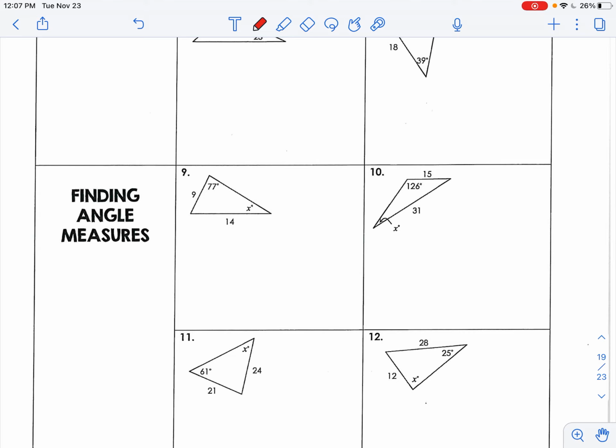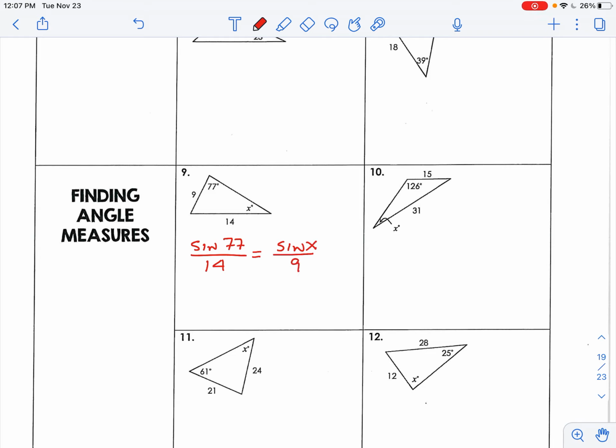So what's going to happen here is I do have an angle and the opposite side. So what I'm going to do here is I'm going to write that first. So sine of 77 over 14. I guess I shouldn't say first because it doesn't really matter, but I'm going to set up the one I know. And then what do I have? I have sine of x over 9.